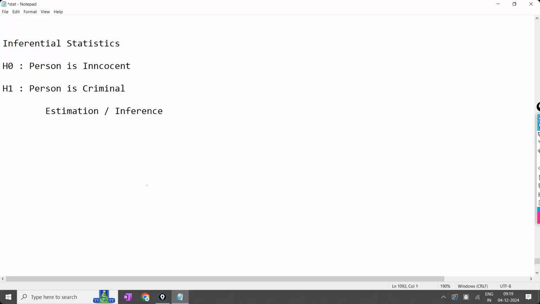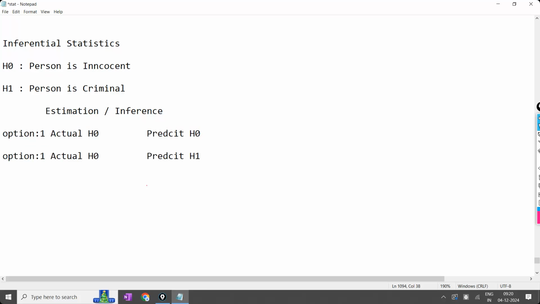See here, the actual is that the person is innocent, which means actual is H naught. We are also predicting H naught. Actually the person is innocent, and we are also predicting H naught. This is option number 1. Option number 2: the person might be innocent, but you may predict H1.